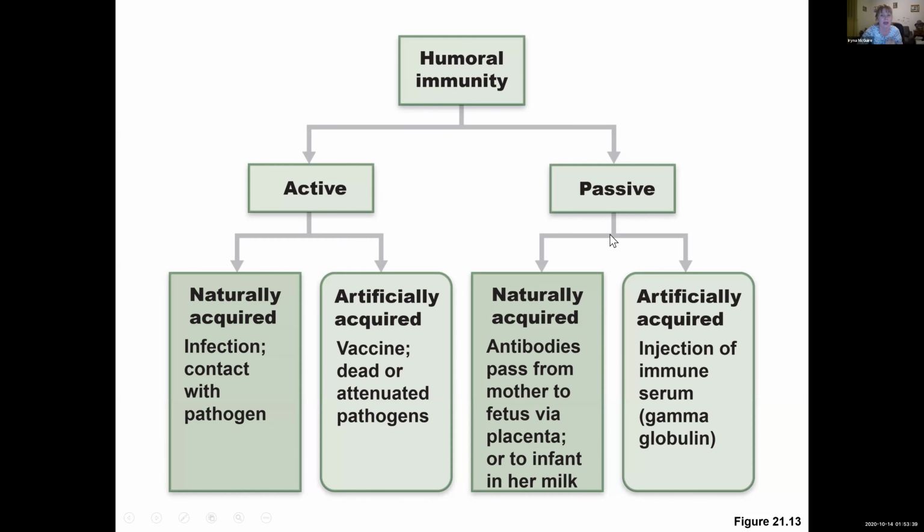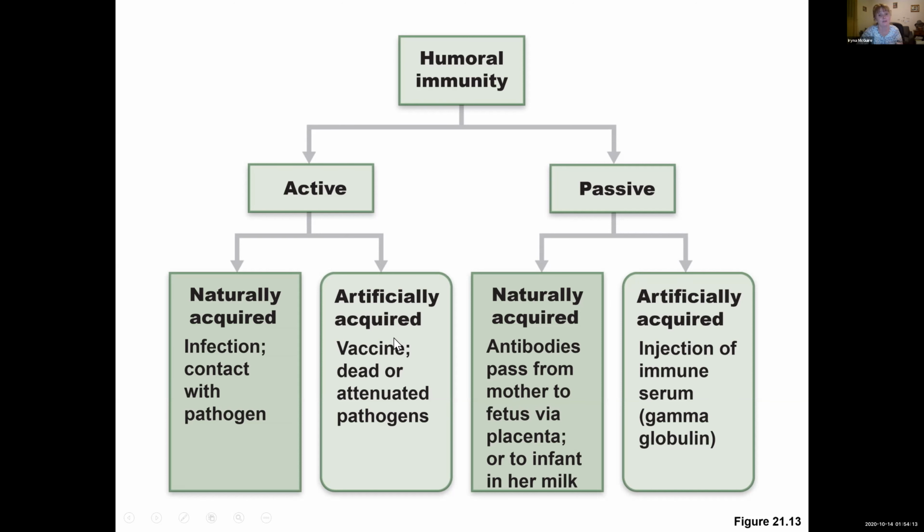And passive means you do not have contact with the pathogen, you are just given these antibodies either naturally or artificially. Now, humoral immunity, active, passive, and both can be naturally acquired or artificially acquired. So active, naturally acquired will be when you have an infection. So you have an infection, you have contact with the pathogen, right? You go through all these stages and you start synthesizing your own antibodies.